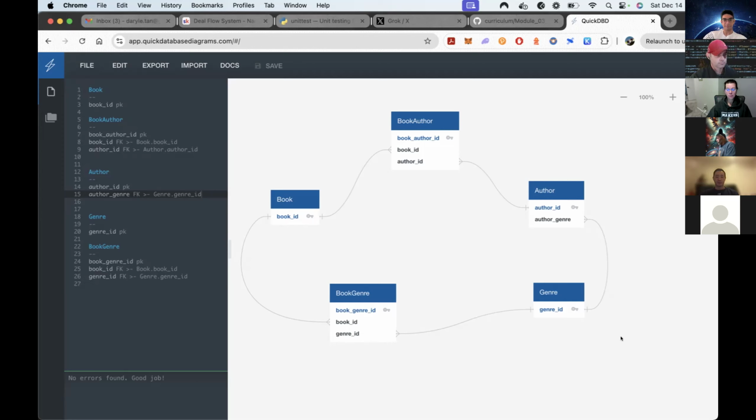But yeah. All right. So, Daryl, thank you for bearing with that little tangent. We can probably take out the author genre part of that now. And yeah, that is our finished schema. So are there any questions about the schema? And if not, we're going to play around with queries for a little bit.